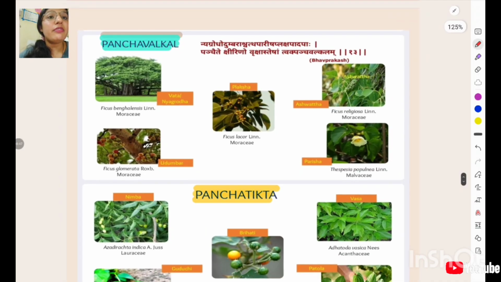Next is Panchavalkala. Panchavalkala is actually your Kshira Vriksha, in which ficus plants are there: Nyagrodha, Udumbara, Ashwattha, Parisha, Plaksha, Padapa. This is also known as Kshira Vriksha. For example, Vata is there, Udumbara is there, Ashwattha is there, peepal and all.